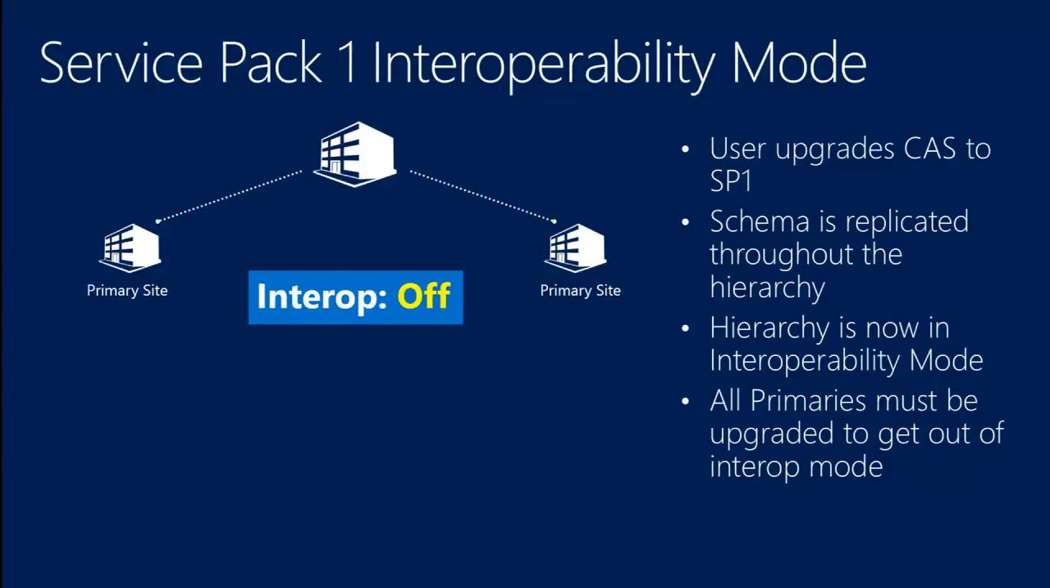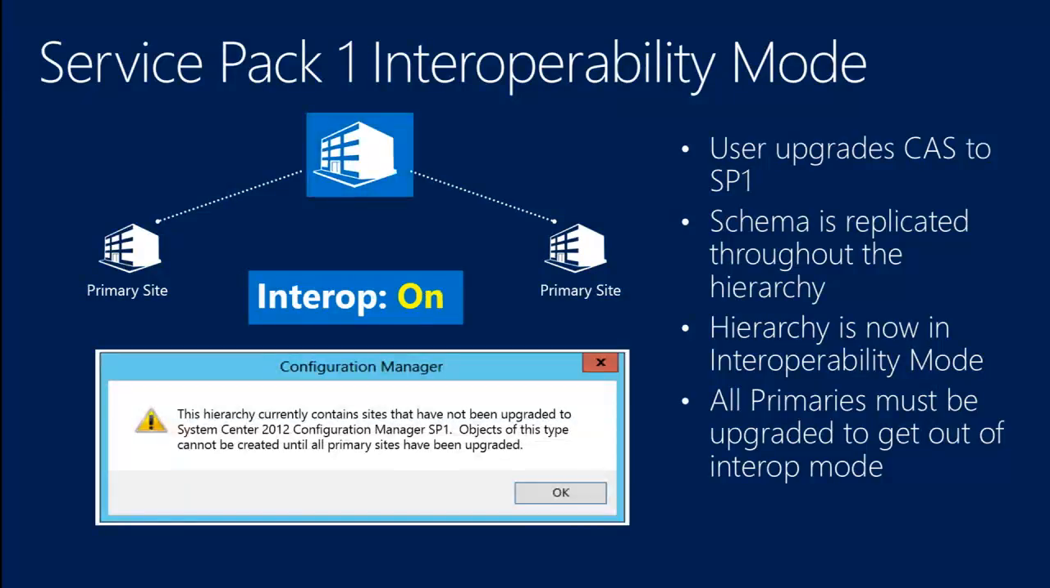So what does that mean exactly? Here is a hierarchy. It hasn't been upgraded yet. It's just the hierarchy as it exists, so there is no interop going on. Now, the moment I upgrade that CAS, suddenly the entire hierarchy is in interop mode. If you try to create a Service Pack 1 specific item, even if it appears in the console, you will get a message that says that while you are in interop mode, you cannot create those new objects. Basically, it's a tantalizing reminder of all the new functionality that's coming, and also a spur that says try to upgrade as quickly as possible.